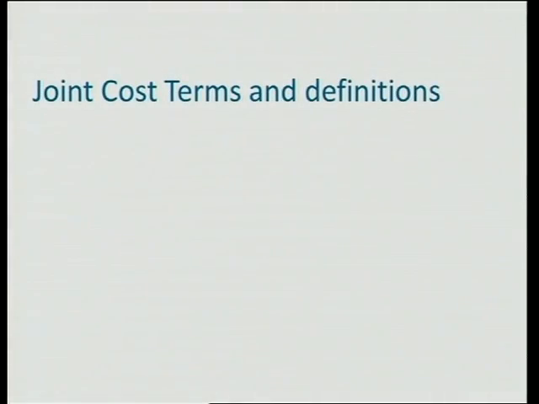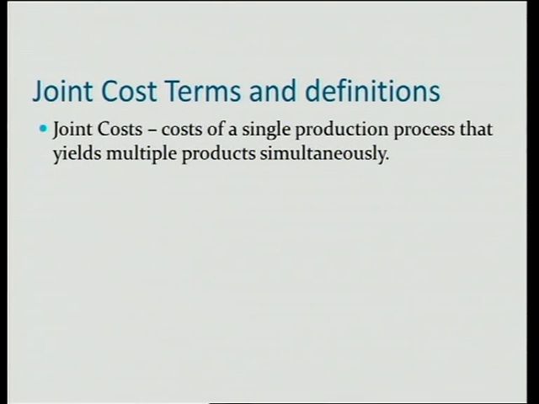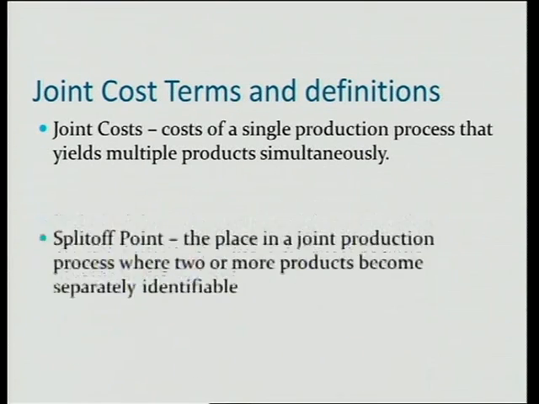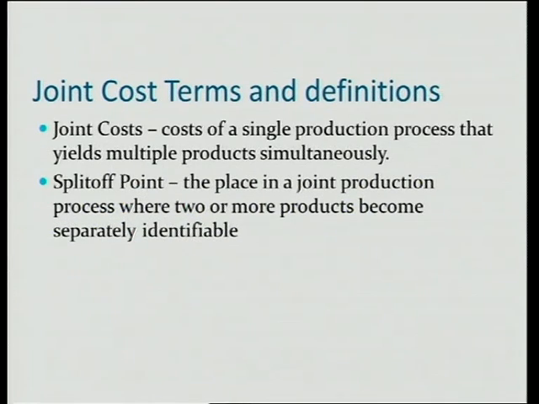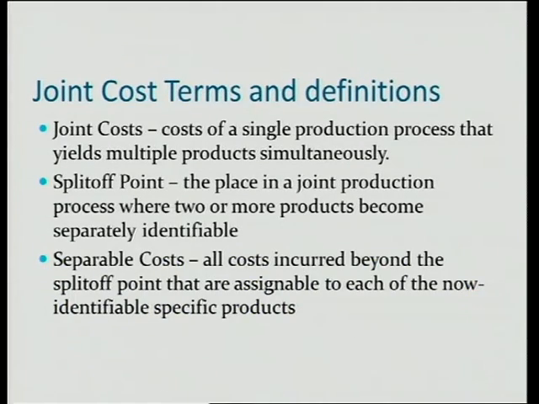If we go to our slides, joint cost terms and definitions. Joint cost: a single production process that yields multiple products simultaneously. A split-off point: the place in a joint production process where two or more products become separately identifiable. And separable costs: all costs incurred beyond the split-off point that are assignable to each of the now identifiable specific products.